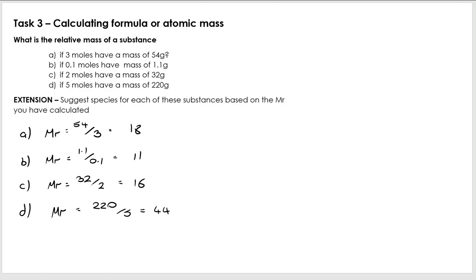And I've put some examples in here. H2O, 16 plus 1 plus 1, has a relative molecular mass of 18. Boron has a relative atomic mass of 11. Methane, 12 plus 4 ones, has a relative molecular mass of 16. And carbon dioxide, 12 plus 16 plus 16, has a relative molecular mass of 44.